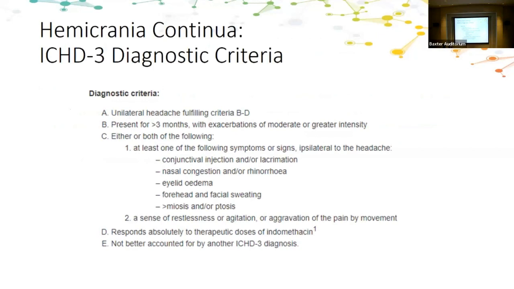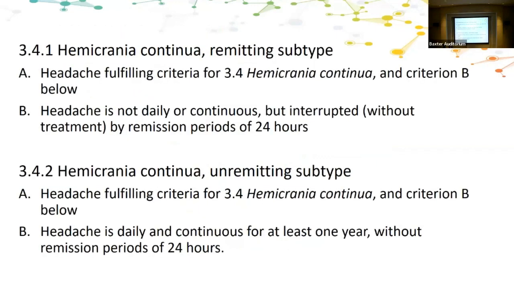Sometimes people will describe this baseline pain level with these superimposed stabs or exacerbations. These patients have at least one of the autonomic findings, or they can have a sense of restlessness or agitation or aggravation of the pain by movement. So they may feel restless, but they may not want to move because it might hurt worse. There can be a remitting and unremitting subtype.